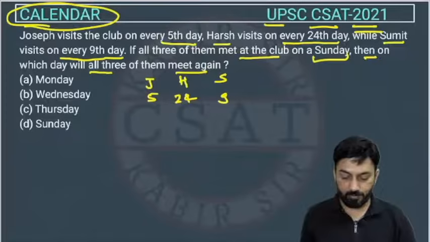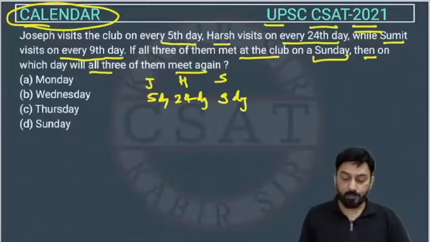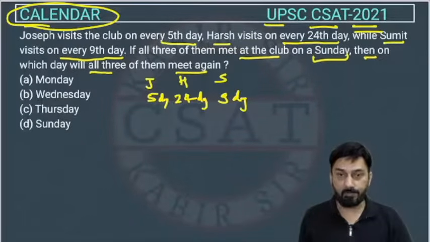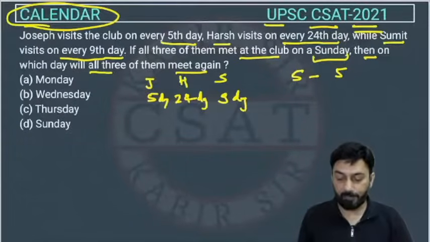So this is day, not date, right? So you can consider date also. Now what we have to do is find out the LCM. They will meet again on their LCM, so the LCM we will compute. There are many ways to compute LCM, so whatever suits you, you can do. I am using the prime factorization.